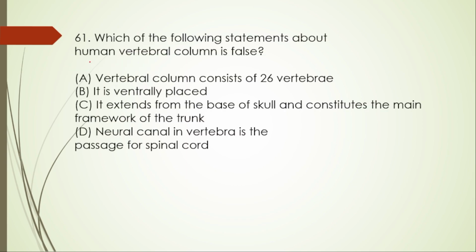Next one, 61. Which of the following statements about the human vertebral column is false? A, vertebral column consists of 26 vertebrae. Yes, of course, in adult humans the column is composed of 26 serially arranged units, that is 7 cervicals, 12 thoracics, and 5 lumbar, and one fused sacrum and one fused coccyx. So here totally there will be 26 serial arrangement.